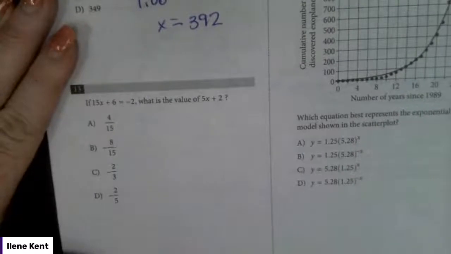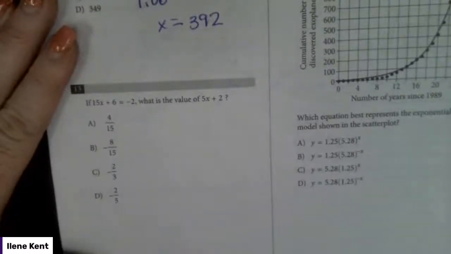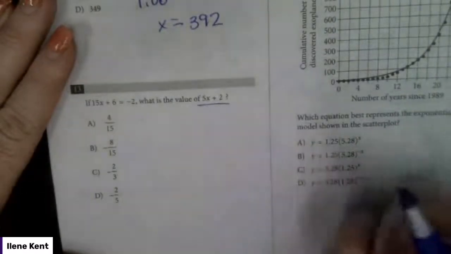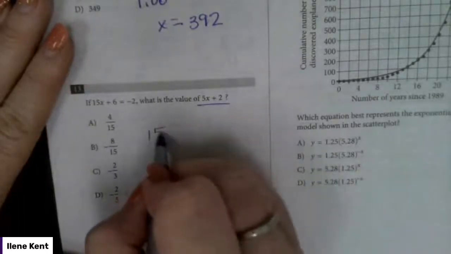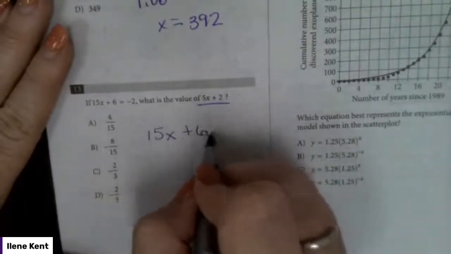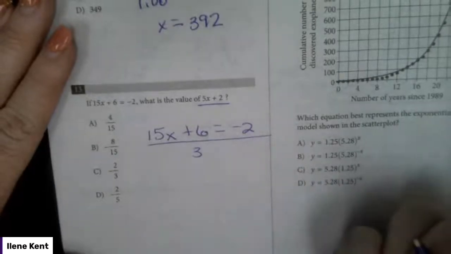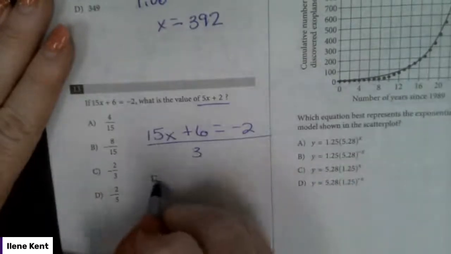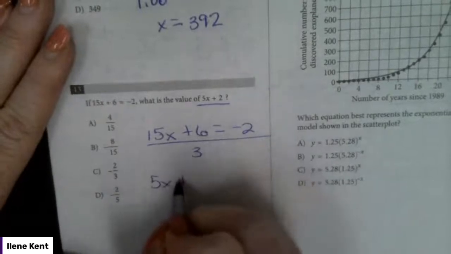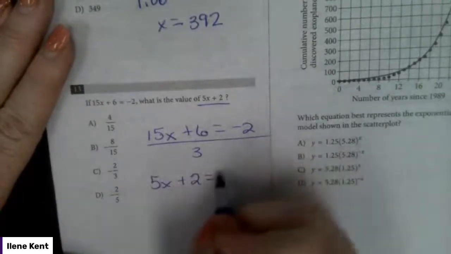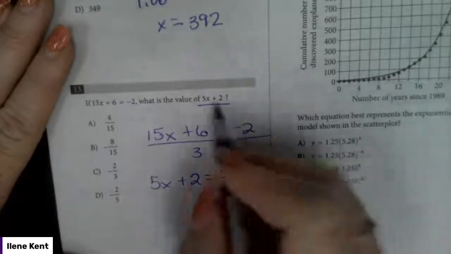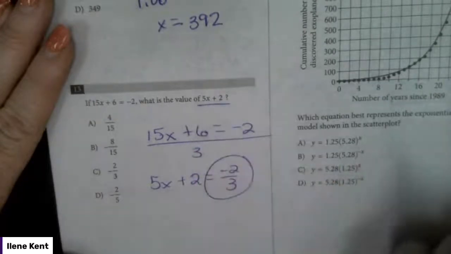Okay. Number 13. If 15x plus 6 equals -2, what is the value of 5x? Well, 15x plus 6 equals -2. If I divide everything by 3, 15x divided by 3 is 5x. 6 divided by 3 is 2. Well, then 5x plus 2 is -2/3.